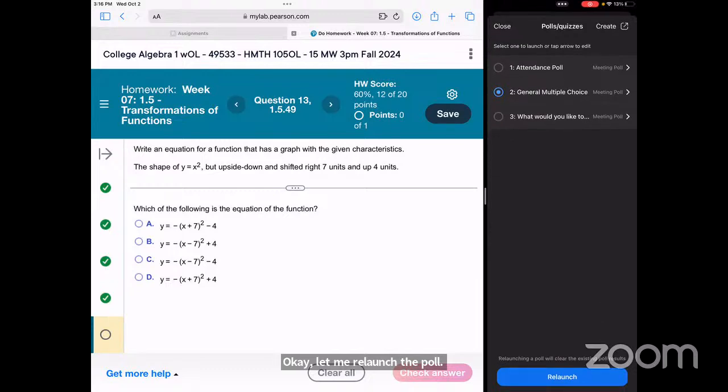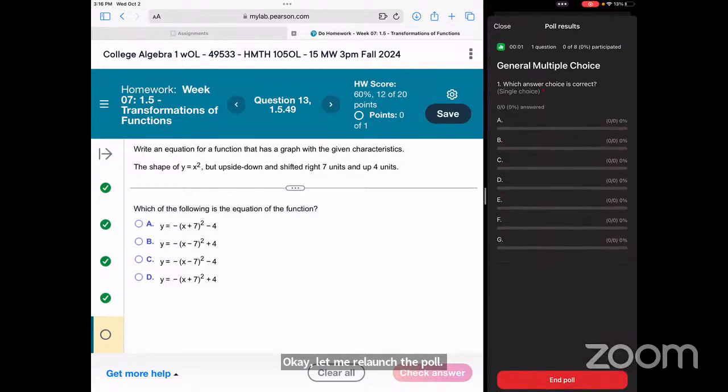Write an equation for a function whose graph is given. It's x squared, but it's upside down, shifted right 7 units and up 4 units. Take a moment just to see what you think.